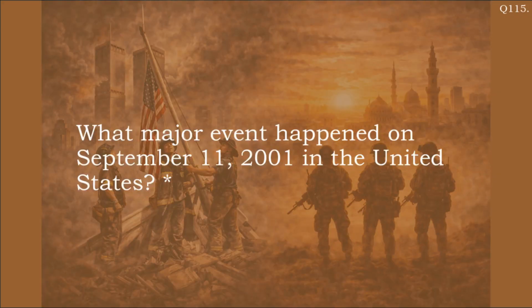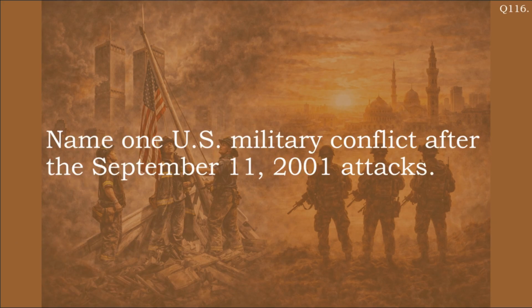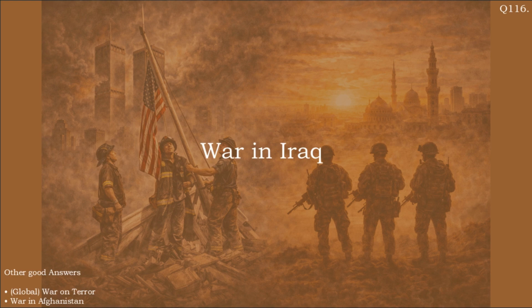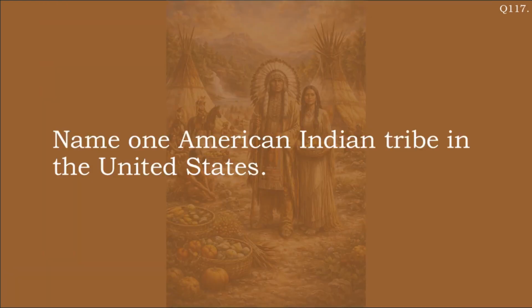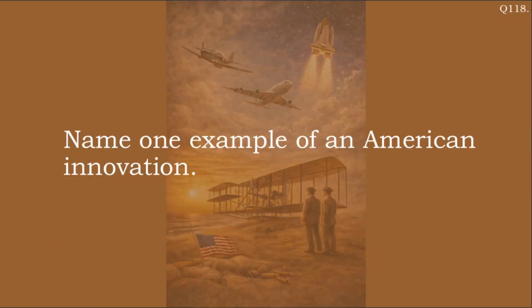What major event happened on September 11, 2001 in the United States? Terrorists attacked the United States. Name one U.S. military conflict after the September 11, 2001 attacks. War in Iraq. Name one American Indian tribe in the United States. Cherokee. Name one example of an American innovation. Airplane.